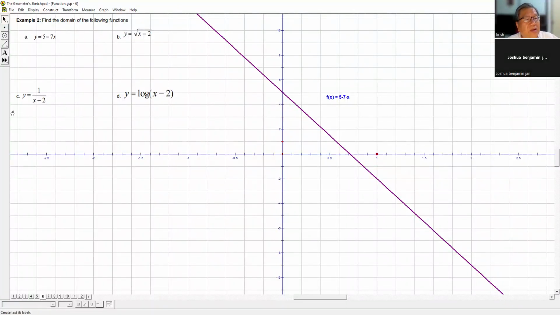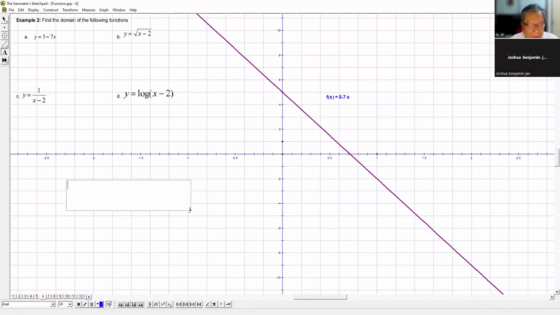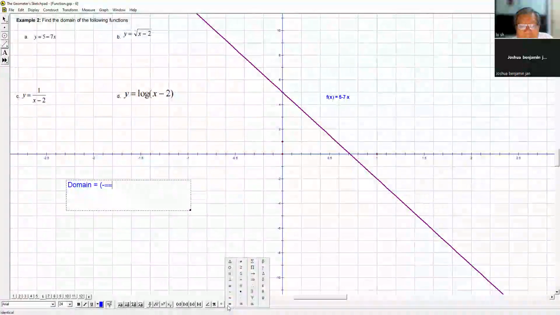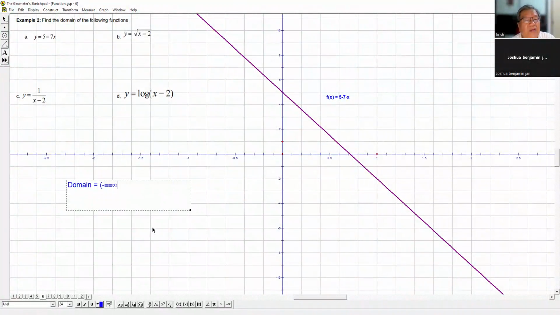So I will write like this. My domain, D-O-M-A-I-N, is this one. Bracket, negative infinity, and until the positive infinity. Then I close the bracket.